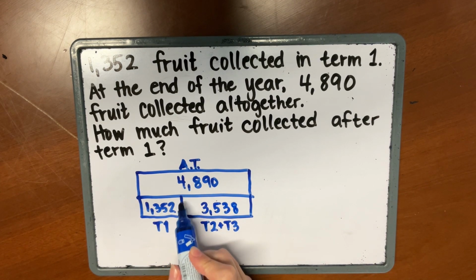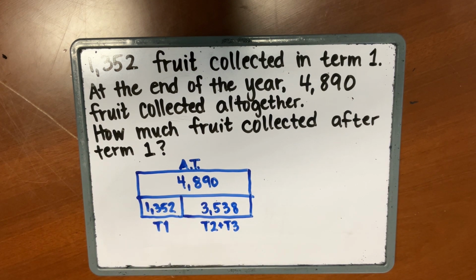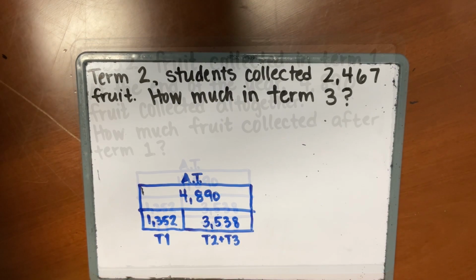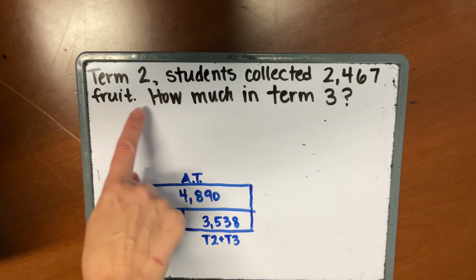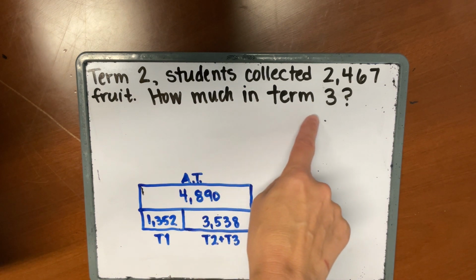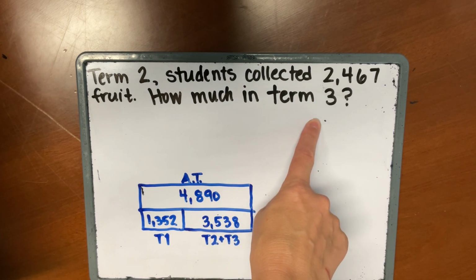Notice I made my term 1 part a little smaller. Why did I do that? Pause the video and give it a discussion. This problem is not finished yet. In term 2, students collected 2,467 pieces of fruit. How much did they collect in term 3? Using what we already have figured out, go ahead and solve this problem.